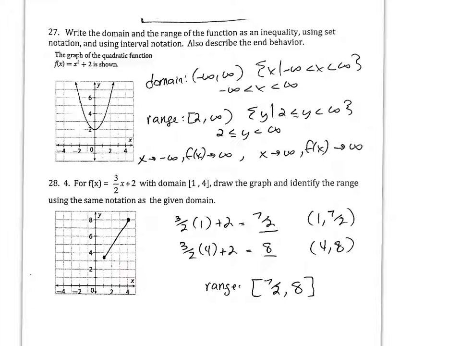So I'm going to graph those 2 points. 1, 7 halves. 7 halves is 3.5. That's what I did right there. 4, 8. Then I connected that, dots. No arrows. That's your whole domain. So that's your whole graph. Your range is your y's. So I just wrote my 2 y's down, least to greatest right here, and I'm done.